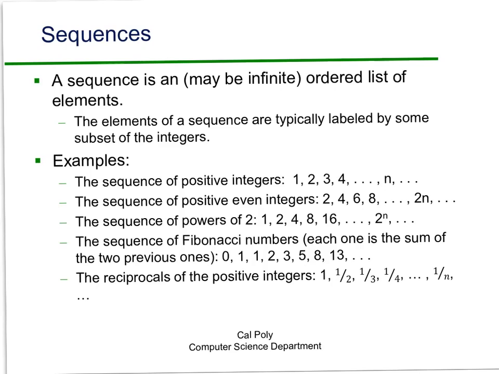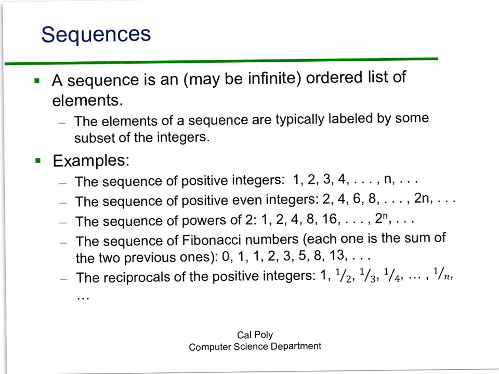This screencast is an introduction to recurrence relations, and before we get started, I need to make sure that we have some common terminology and notation to work with. So we'll start with defining a sequence informally as an ordered list of elements. It can be finite or infinite, and typically the way we order the list is by labeling them with some subset of the integers.